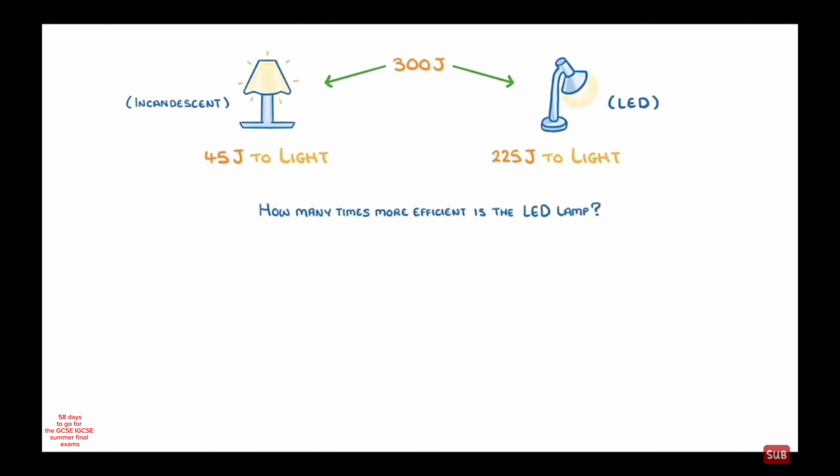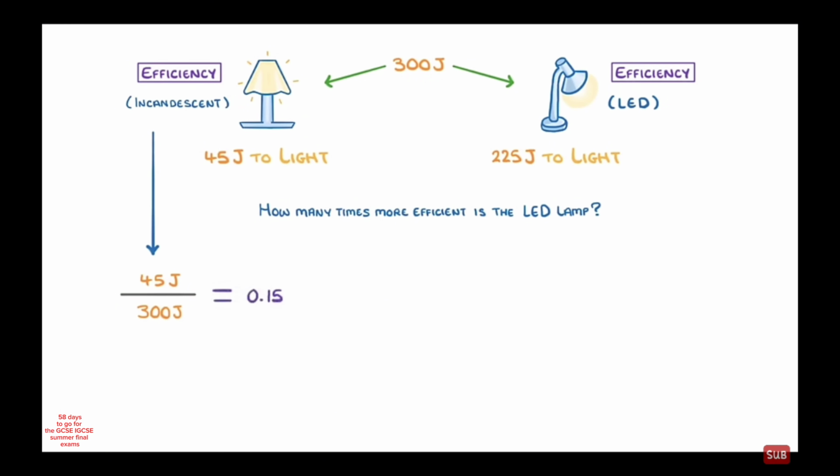First of all, we need to calculate the efficiency of each bulb. For the incandescent bulb, we would do 45 joules, which was the useful output, divided by 300 joules, which was the total input. This gives an efficiency of 0.15. Meanwhile, for the LED, we do 225 divided by 300 to get an efficiency of 0.75.